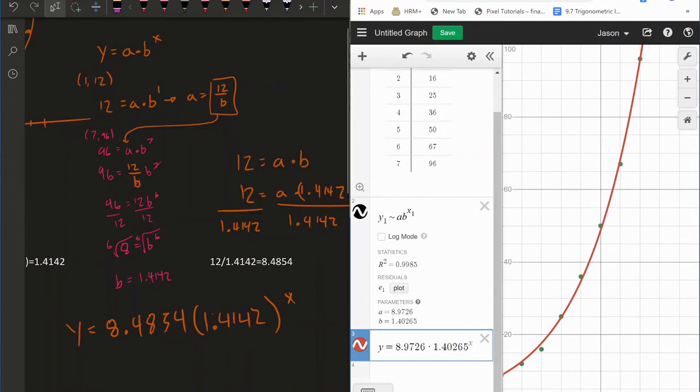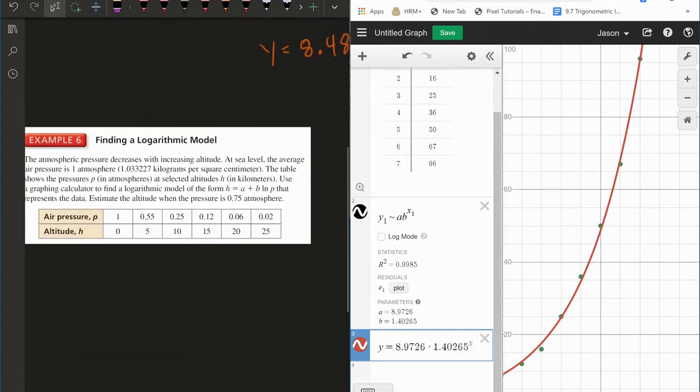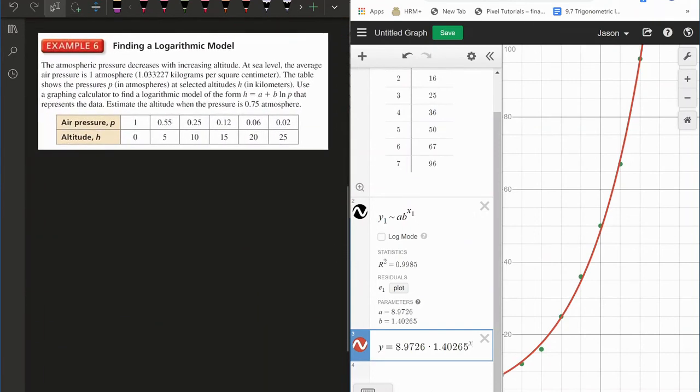So that being said, let's go on to another one. The atmospheric pressure decreases with increasing altitude. So at sea level, the average air pressure is 1 atmosphere, or 1.033227 kilograms per square centimeter. The table shows the pressure in atmospheres at selected altitudes in kilometers. So use a graphing calculator to find a logarithmic model of the form h equals a plus b natural log p that represents the data. Estimate the altitude when the pressure is 0.75 atmospheres.